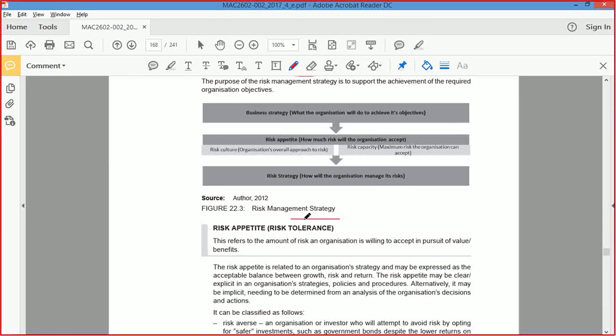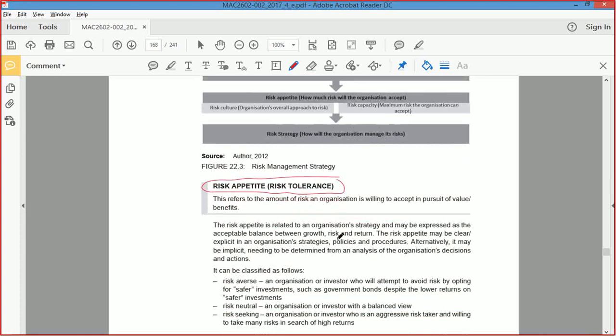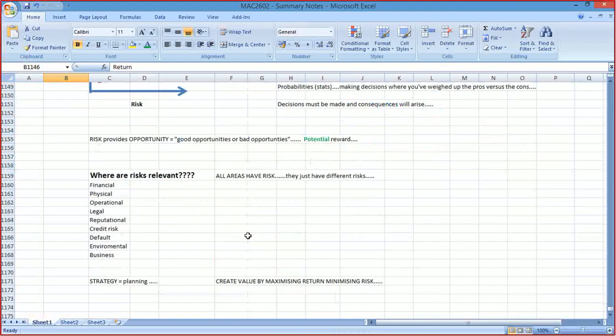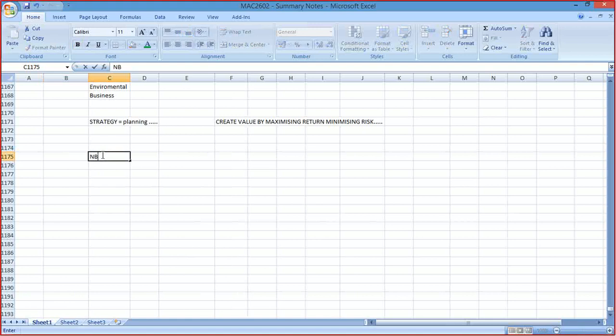So here they talk about risk appetite, risk tolerance. Is that important? Very. You've got three different considerations here: risk averse, risk neutral, and risk seeking. Risk profile.